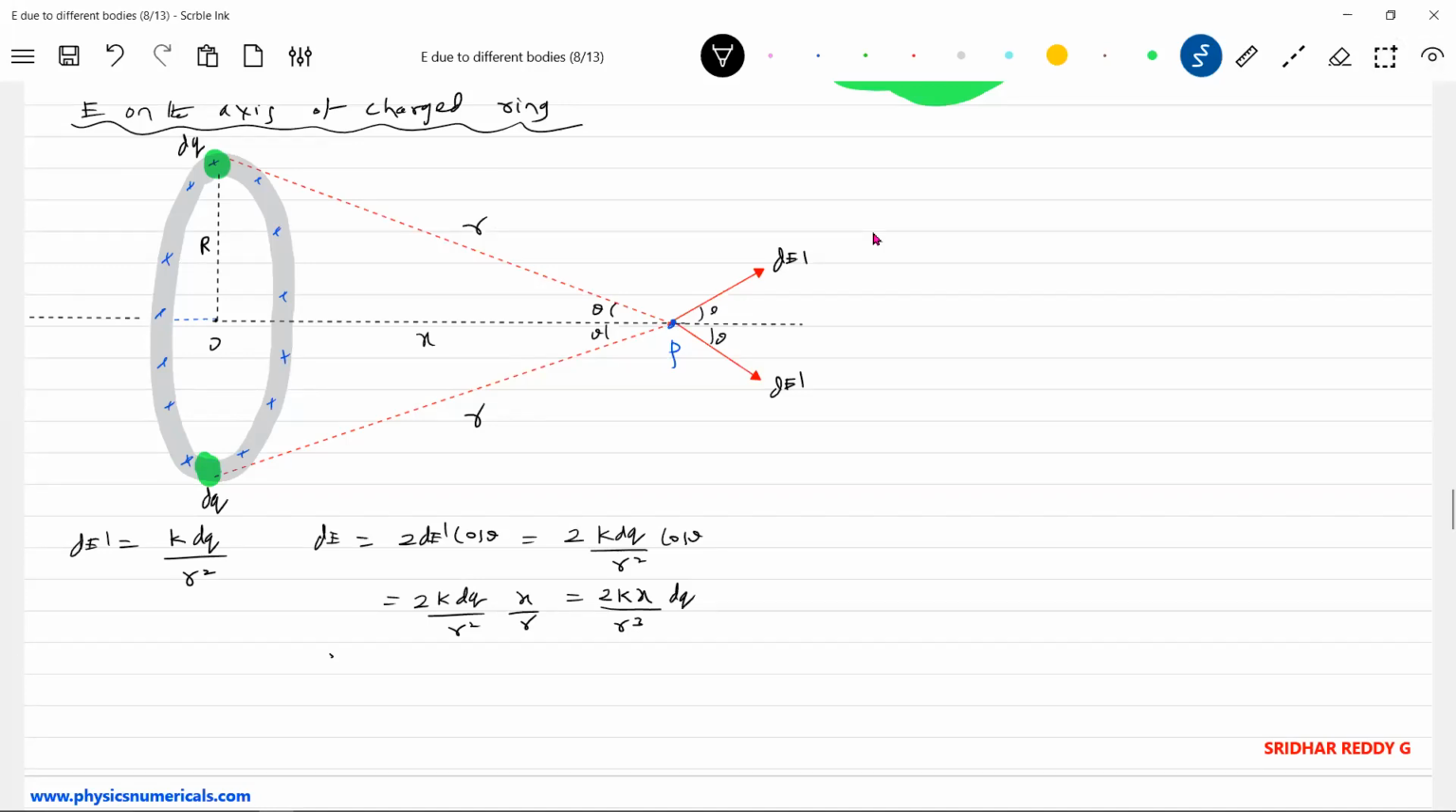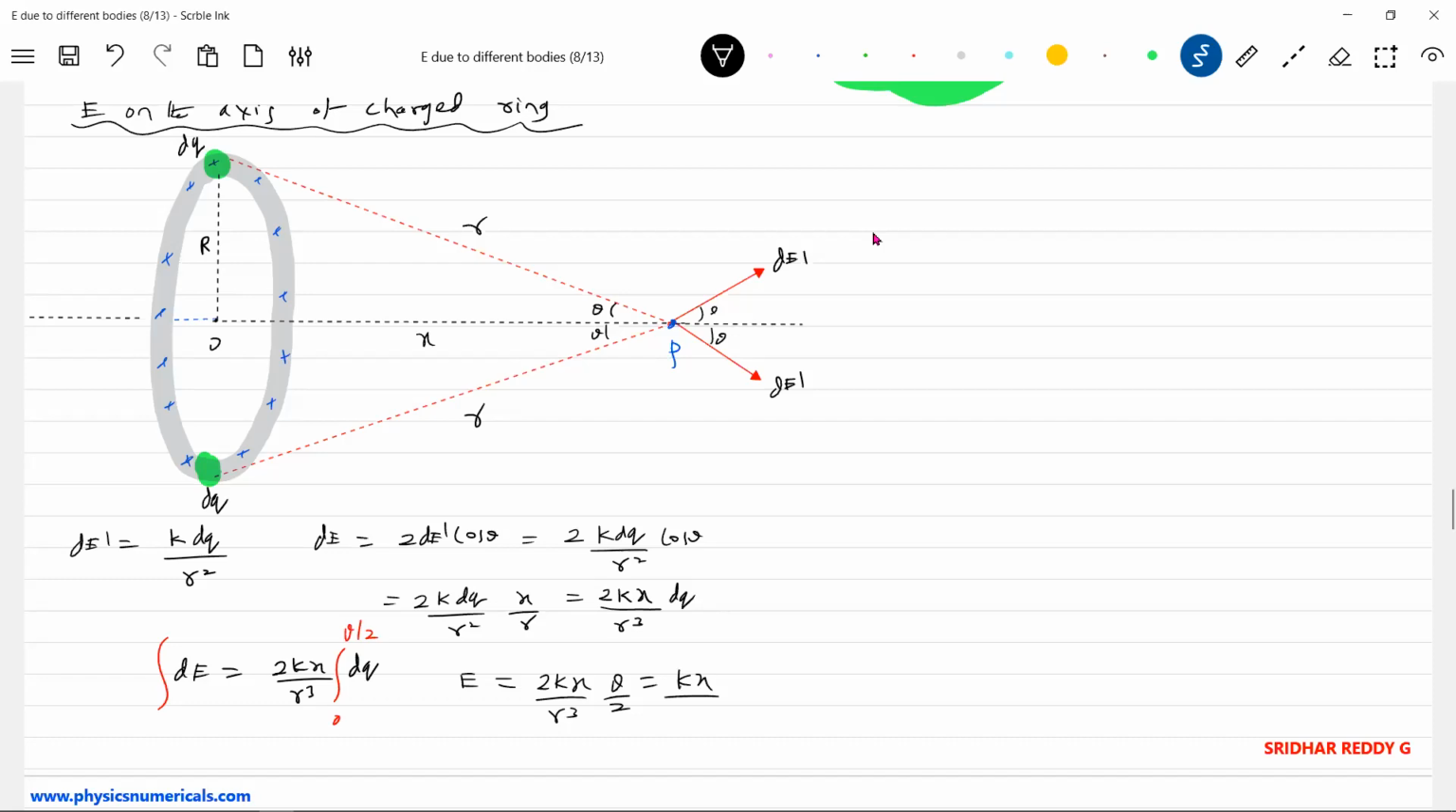No, x is also a constant. So I'll integrate now. This will be E equal to 2kx by r cube, integral of dq. Now what should be the limit? 0 to q by 2. Why not q? Because I assume two elements. So 0 to q by 2. If I assume only one element, it will be 0 to q. So solving this, the E bar will be 2kx by r cube, q by 2.